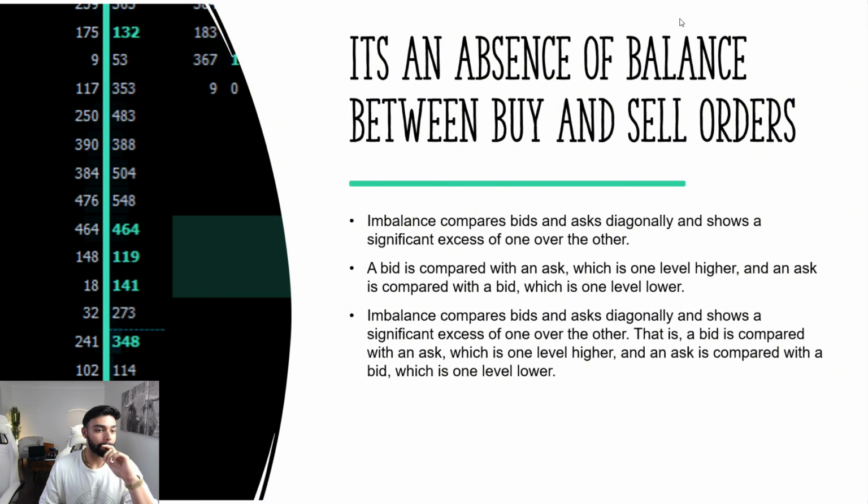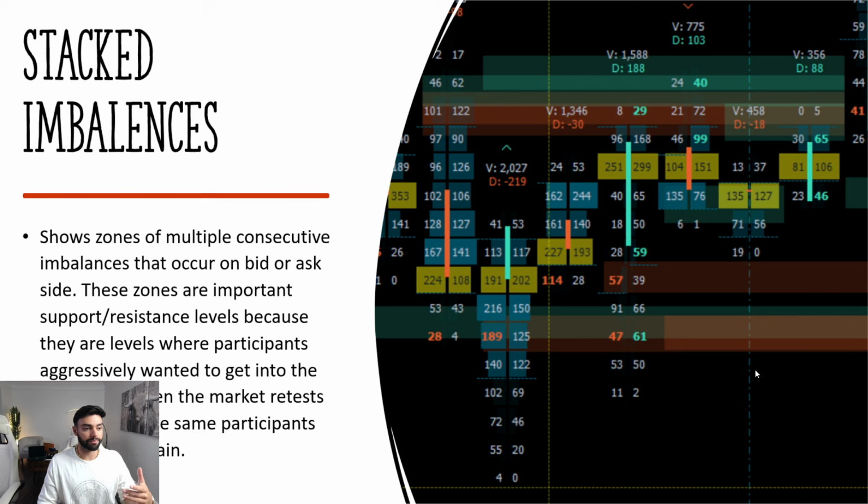So it compares between the level lower, not between each other. Right here you see 464, 464, 119. It's pretty similar. So why is it like this? It compares between the level lower, right? Not vertical, diagonal. So it compares bid and ask diagonally and shows a significant excess of one over the other. This is a bid compared with an ask, which is one level higher, as an ask compared with a bid, which is one level lower.